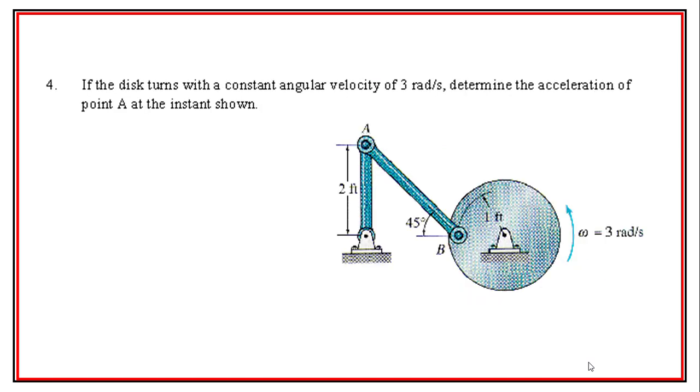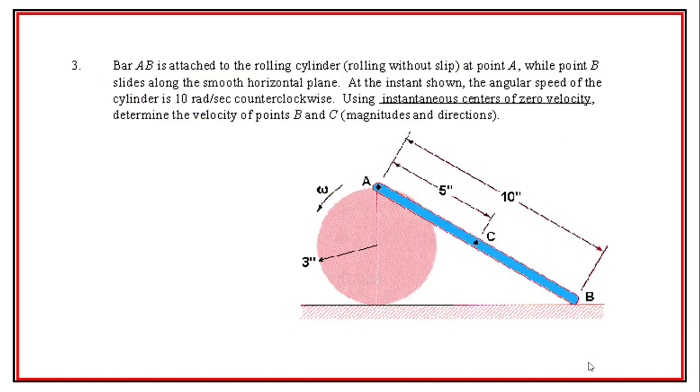This is also a hidden 4-bar. Right? The wheel doesn't matter. It's just the fact that you can take a look between B and the center of the wheel and treat that like it's one of the bars. Here's a 4-bar. This is sort of a crank slider. Yeah, you can think of that as a crank slider.